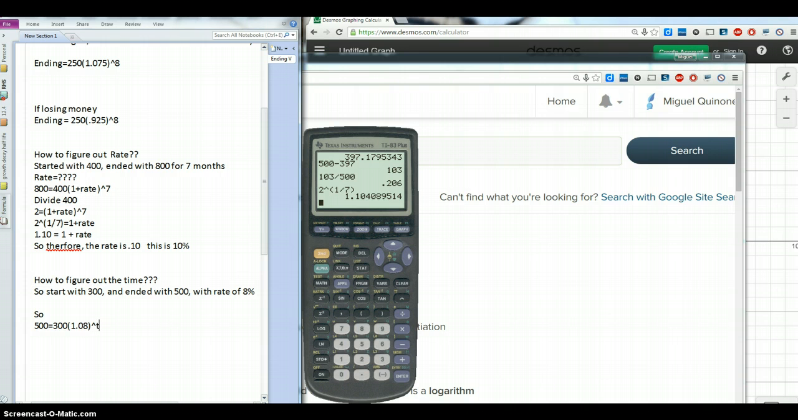Okay, I'm going to call it time. To the power of time. So this is similar to the rate. This one we have to divide it by 300 again.